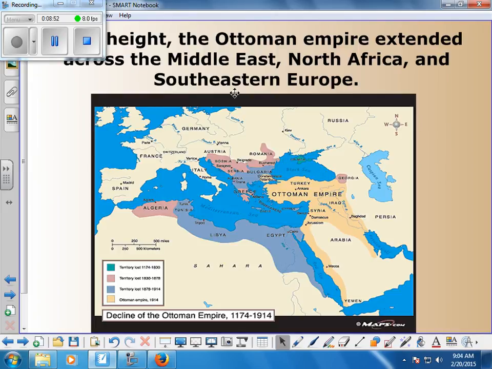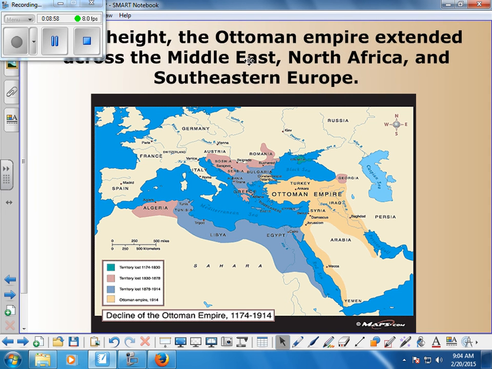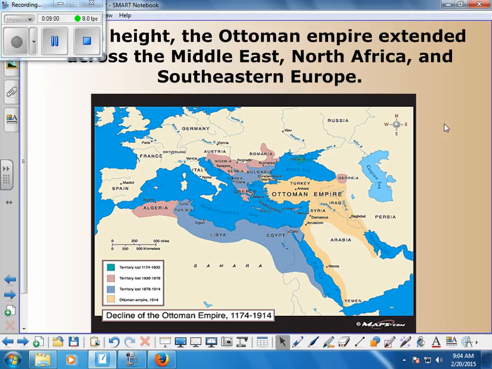Okay, so at its height, the Ottoman Empire extended across the Middle East, North Africa, and southeastern Europe. And this is the picture I want you to be aware of. At one point, and if you see down here, we'll look at this one because it's 1830s through 1914, this whole area was controlled by the Ottomans.